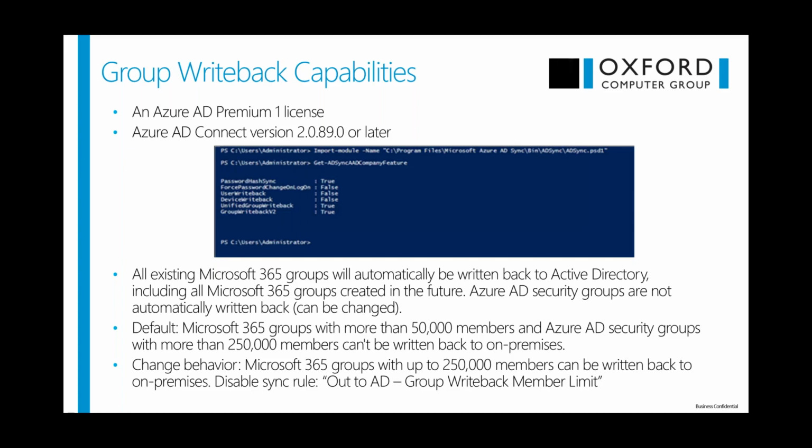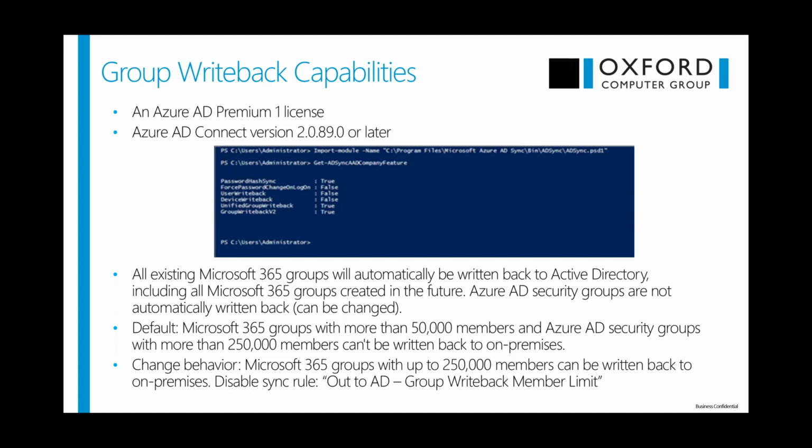All existing Microsoft 365 groups will automatically be written back to Active Directory, including all Microsoft 365 groups created in the future. So when you turn on this feature for unified group write-back, all those groups are going to be written back immediately. If they're groups in Azure AD, they're coming back down. But Azure AD security groups are not automatically written back down. That can be changed from Azure AD to on-premise through a PowerShell command line script.